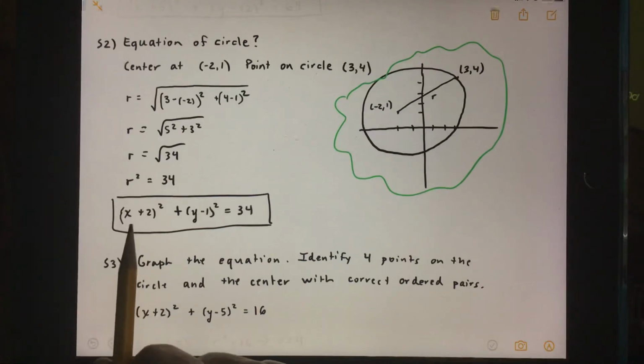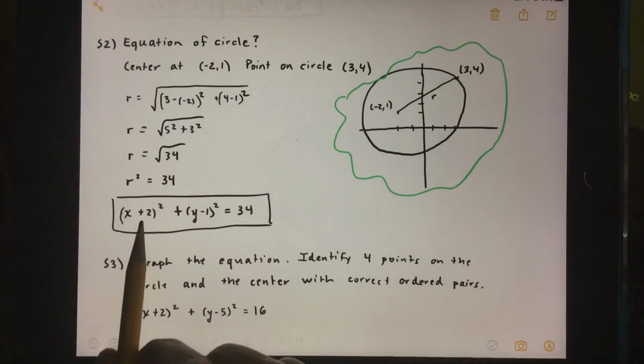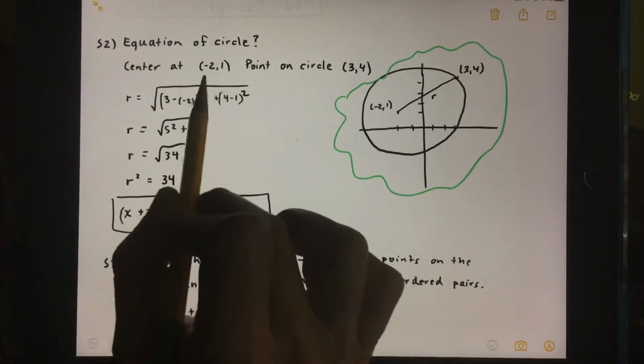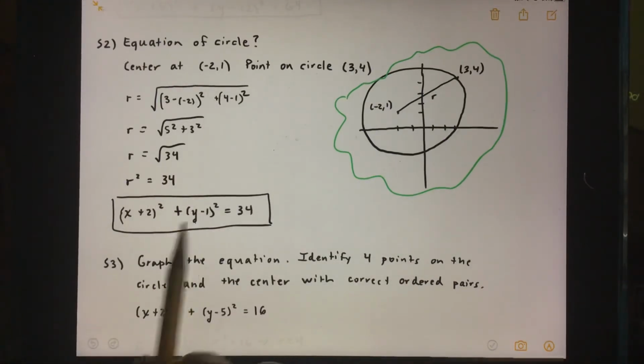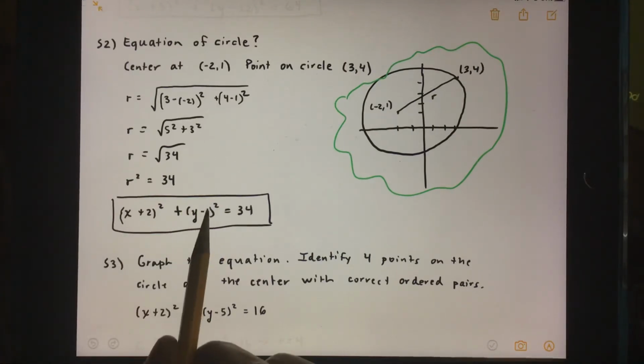And then we are given the center of the circle, so we're going to use the -2 and 1 next to our x and our y. Remember, to find out what our h and our k are, we need to write the opposite of the x and the y coordinate next to our x and our y. So our final equation will be (x plus 2) quantity squared plus (y minus 1) quantity squared equals 34.